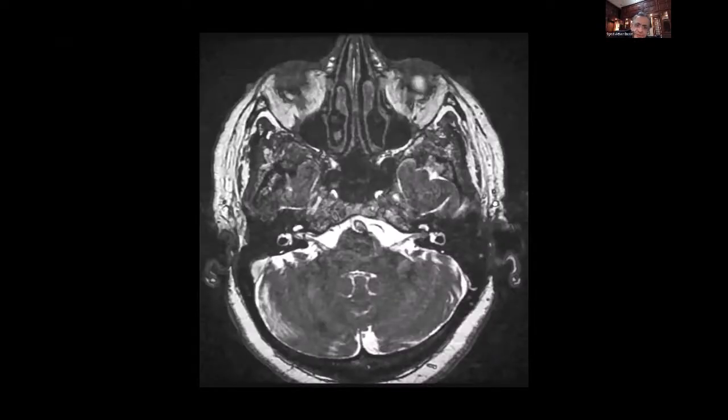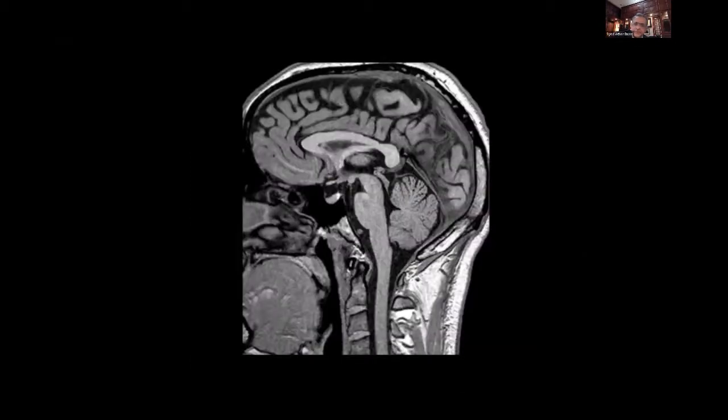So here is the eighth nerve going in here, seventh and eighth. And you can see the cochlea over here, right? And you can see the semicircular canals. Isn't it cute? Isn't it just beautiful, right? Okay. So the more you see these things, the more you start to pick things up.